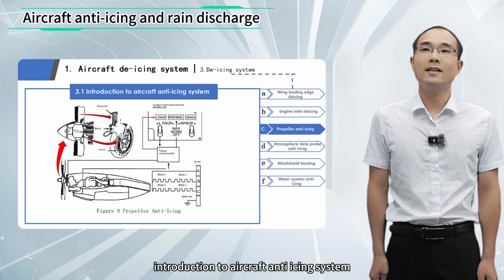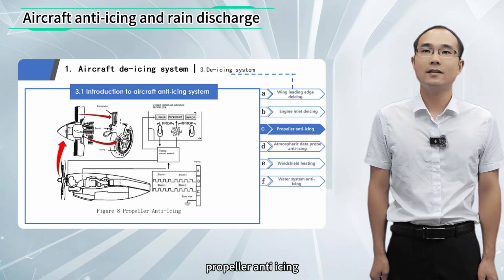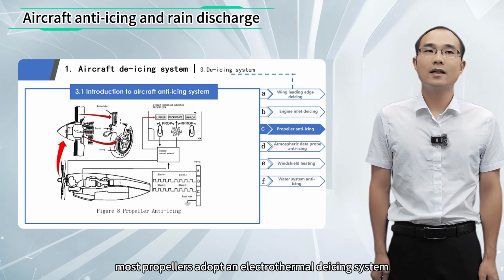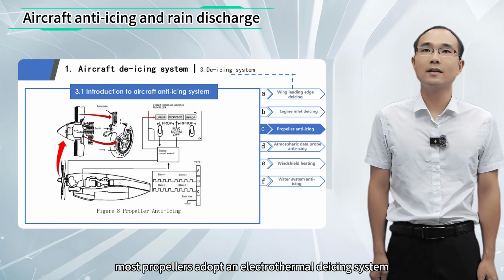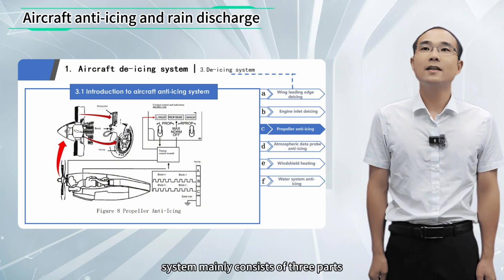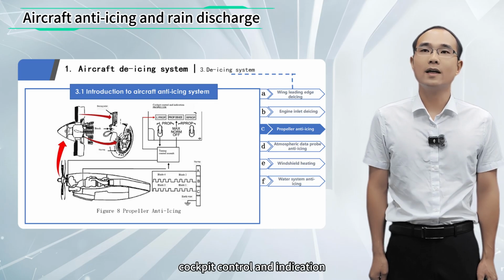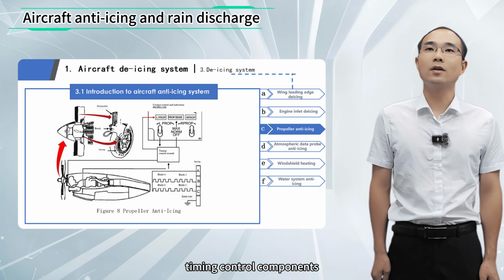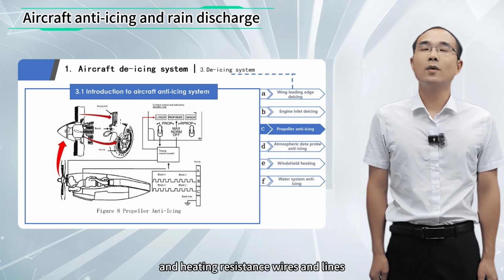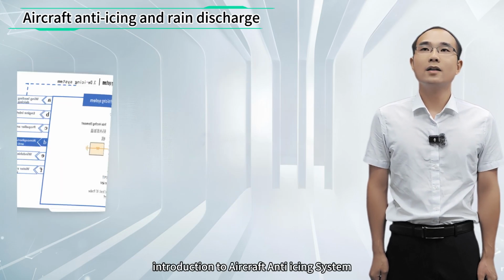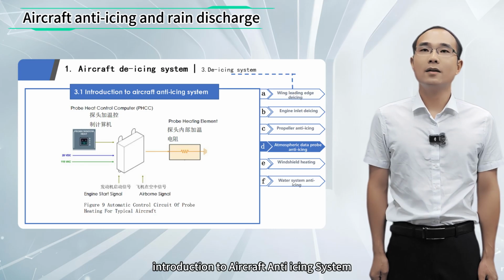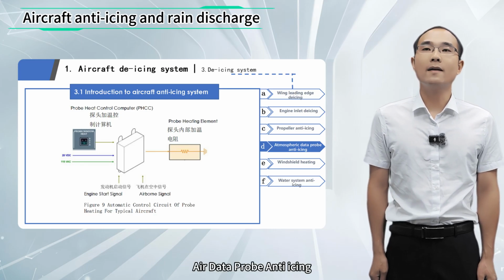Introduction to aircraft anti-icing system, propeller anti-icing. Most propellers adopt an electrothermal de-icing system. The electrothermal de-icing system mainly consists of three parts: cockpit control and indication, timing control components, and heating resistance wires and lines. Introduction to aircraft anti-icing system, air data probe anti-icing.